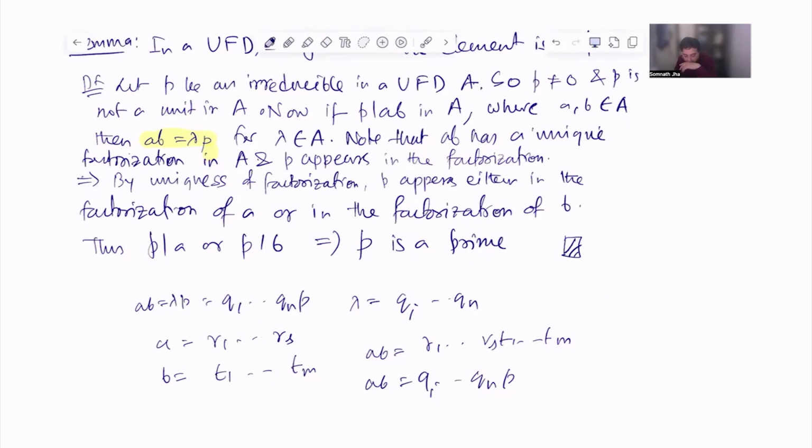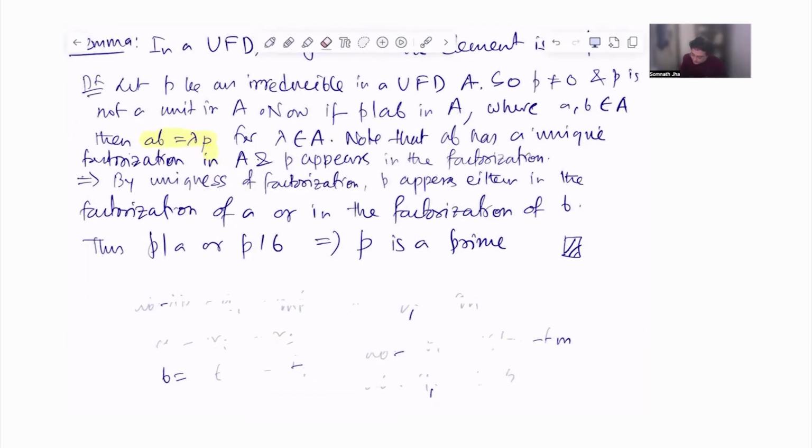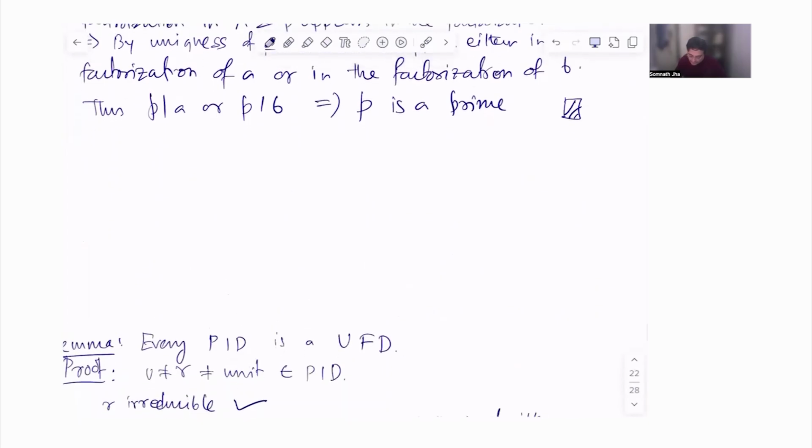You started with P as an irreducible element which divides AB, and you concluded P either divides A or P divides B. So that is the definition of prime, right? So that is the explanation. If something divides AB, then it divides A or it divides B, for every irreducible. So every irreducible is prime.